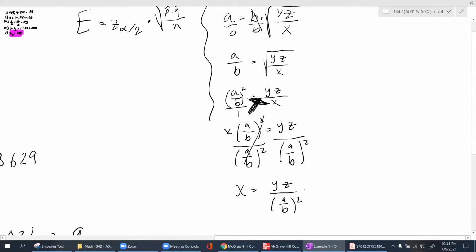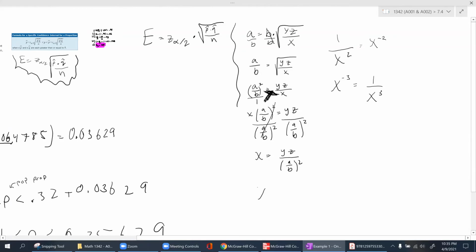And if you remember from college algebra, if you have 1 over x squared, you can bring that squared to the top by switching it to a negative. So this is the same thing as x to the negative 2. Similarly, if you have x raised to the negative 3, this is the same thing as 1 over x cubed. So it's the same thing. In other words, I'm going to want to bring that a over b squared to the top. So this here, this is going to be x is equal to yz times a over b raised to the negative 2.